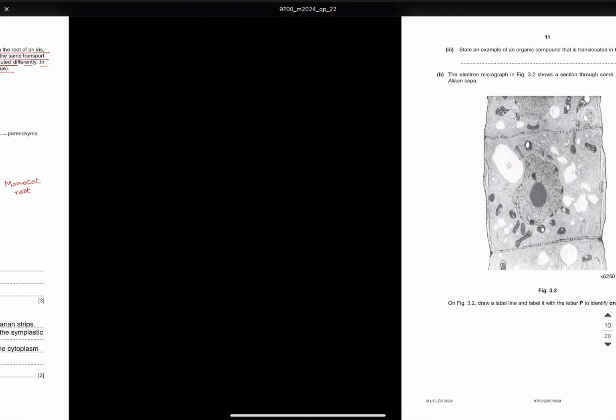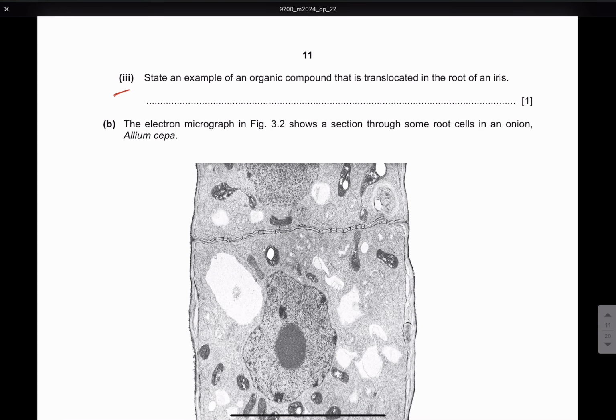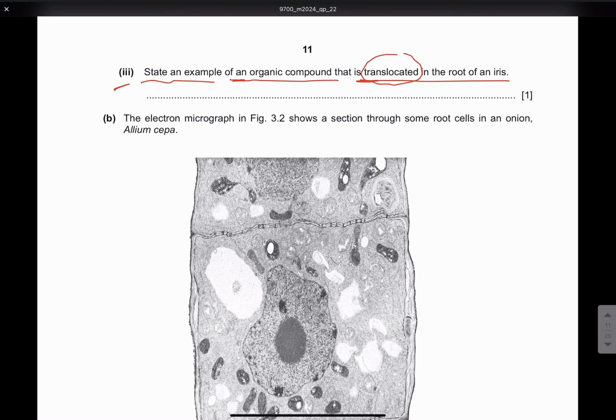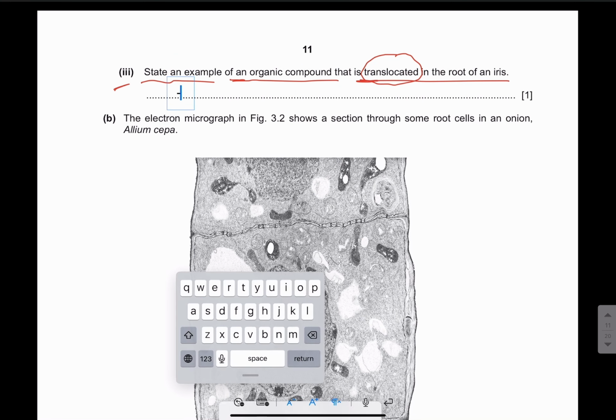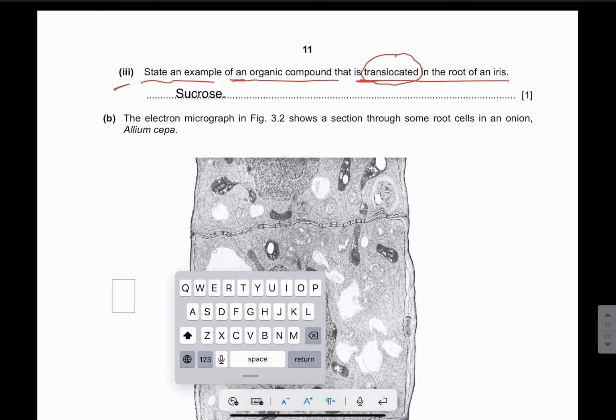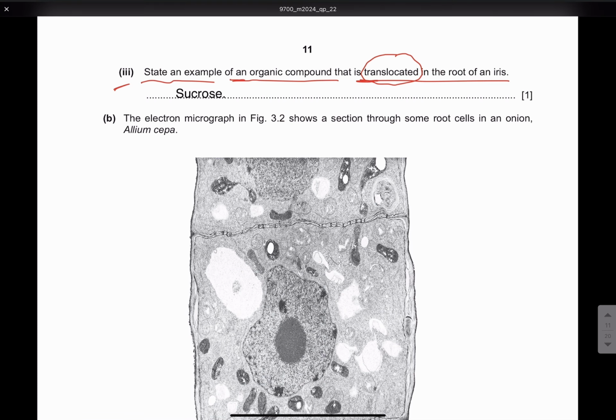All right. Let's move on to part 3. State an example of an organic compound that is translocated in the roots of an iris. So they're talking about translocation, right? So which organic compounds are translocated? Translocation occurs in phloem. So organic compounds that are translocated are sucrose or amino acids. So you have to state one example of that organic compound. So we can over here write sucrose. We can also write amino acids. They're just talking about organic compounds. We cannot write mineral ions or we cannot write water. They're talking about organic compound, right?